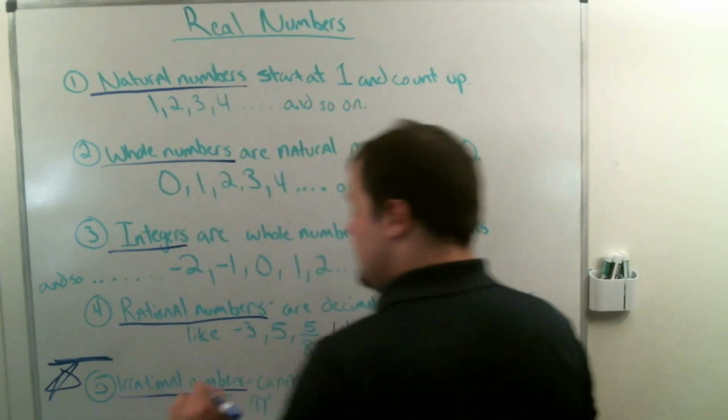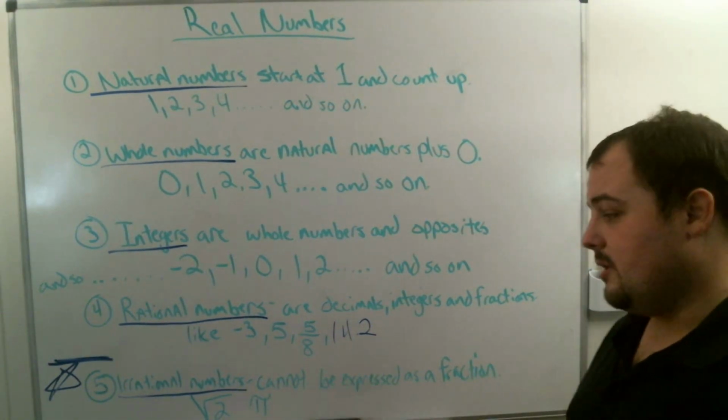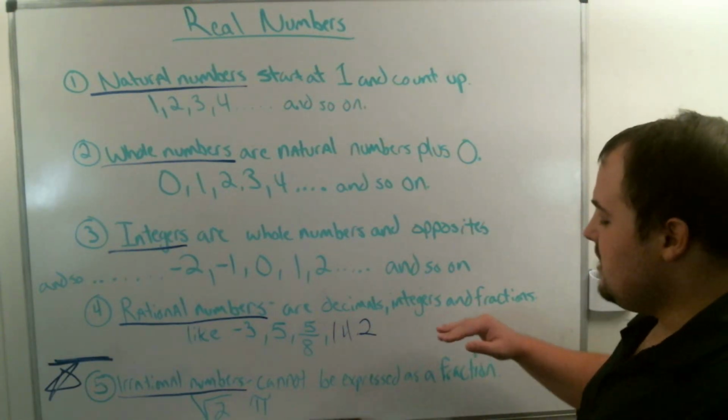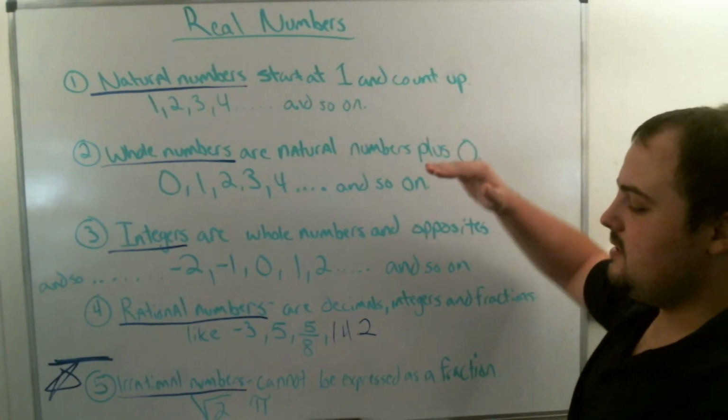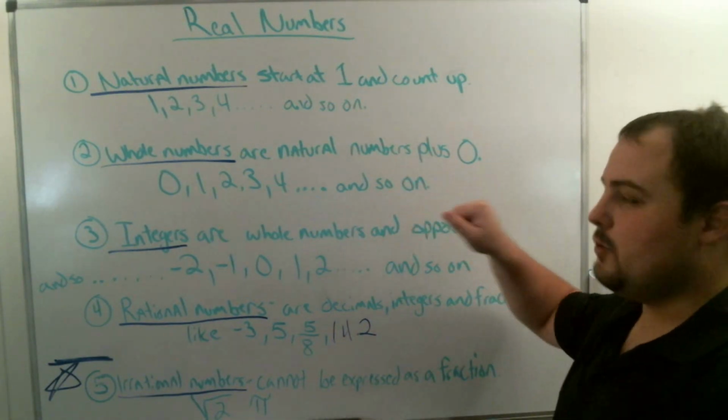There is a 5th category, but that one is a little bit different. The last category is irrational numbers. It's a number that cannot be written as a fraction. So pretty much anything that you can't classify as one of these is classified as irrational. Now let's talk about the top 4 though.